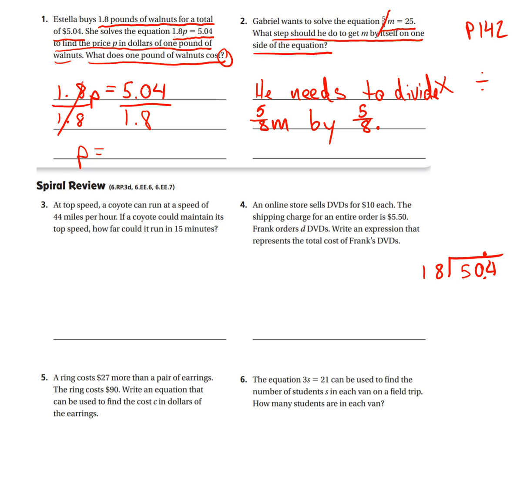Okay, number 3. At a top speed, a coyote can run at a speed of 44 miles per hour. If a coyote could maintain its top speed, how far could it run in 15 minutes?